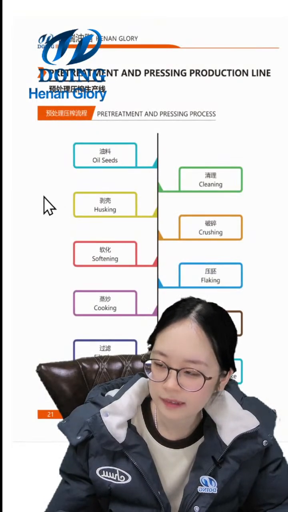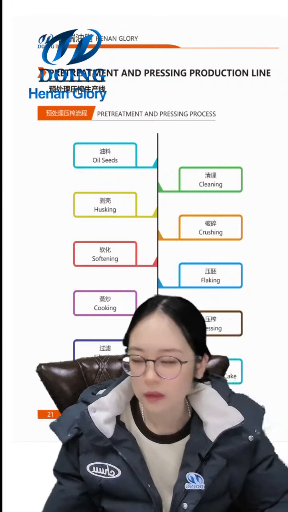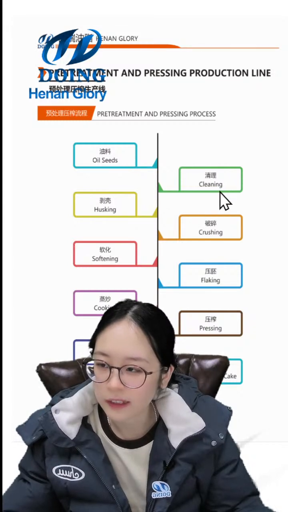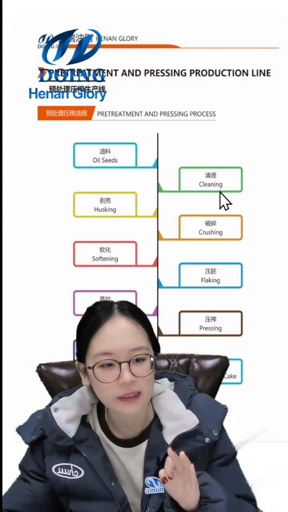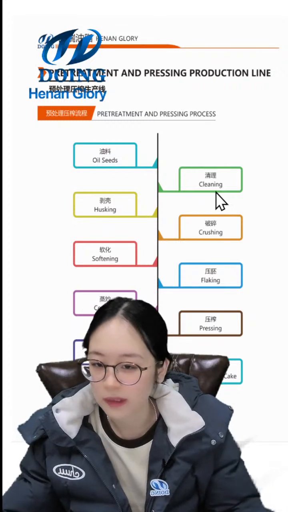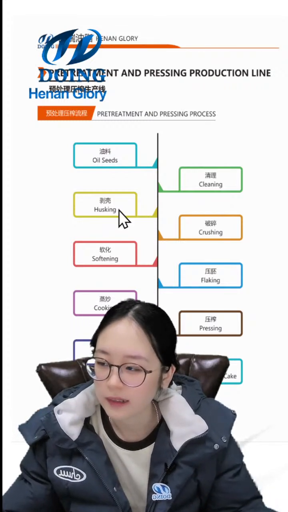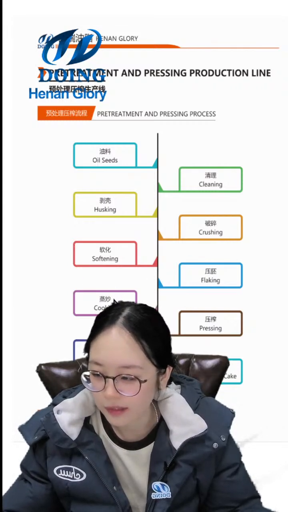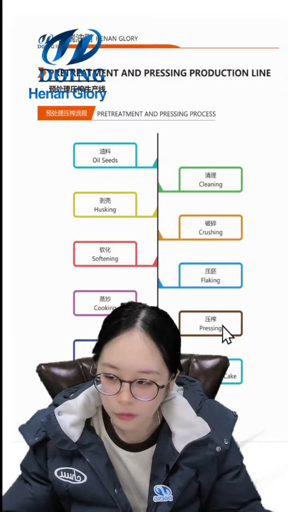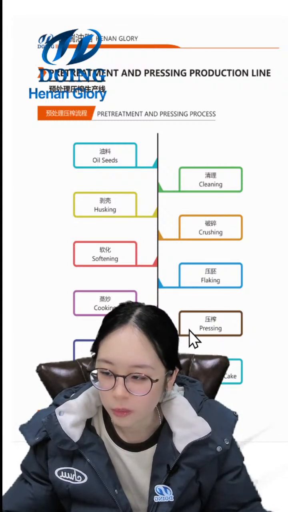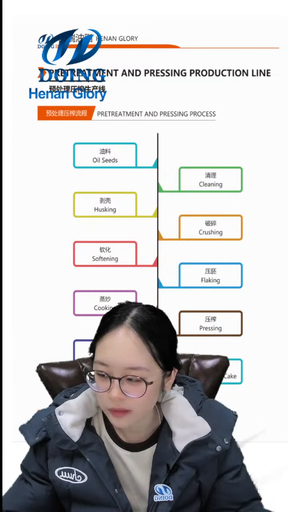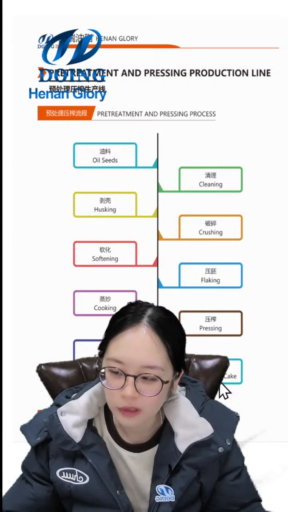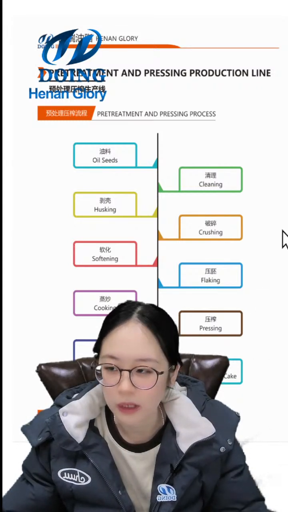And here are the steps for common seeds. For oil seeds, at first they go to the cleaning machine. Cleaning has 3 steps. You need to choose 3 different types of machine, and then husking, crushing, softening, flaking and cooking. Then it goes to the pressing machine to press out the oil, and then to the filtering step, and finally crude oil and cake come out.